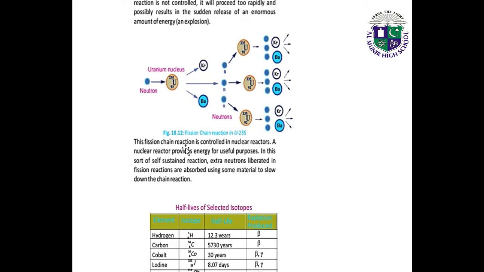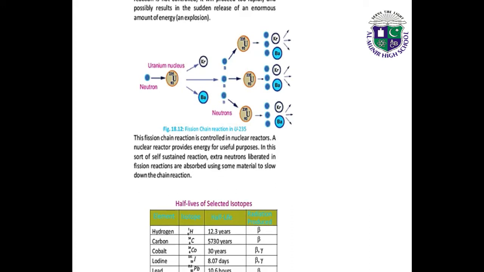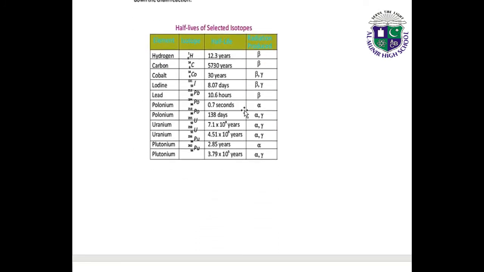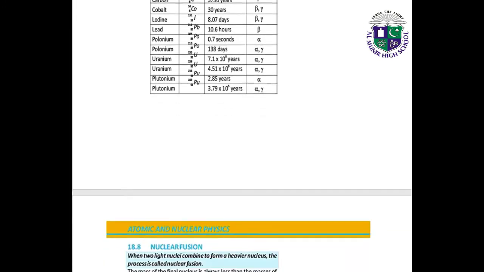This fission chain reaction is controlled in nuclear reactors. A nuclear reactor provides energy for useful purposes. In this sort of self-sustained reaction, extra neutrons liberated in fission reactions are absorbed using some material to slow down the chain reaction. This table shows the half-lives of selected isotopes, elements and their isotopes, half-life and their radiation produced.